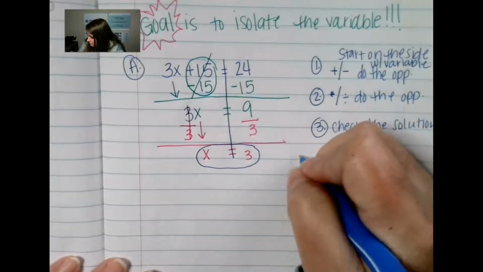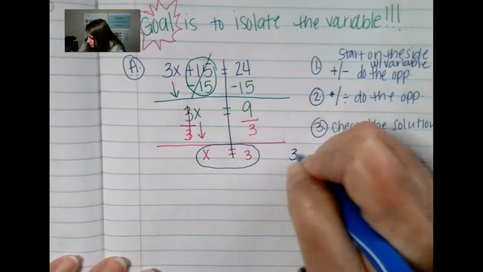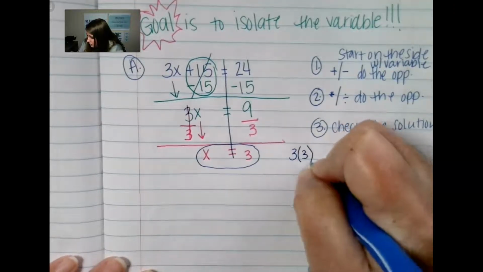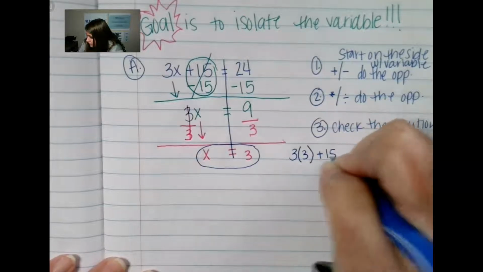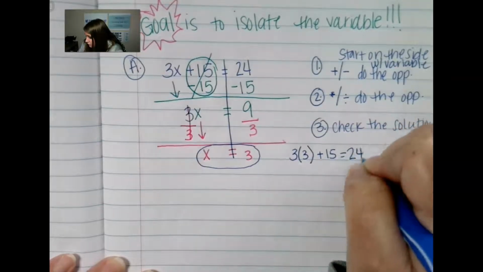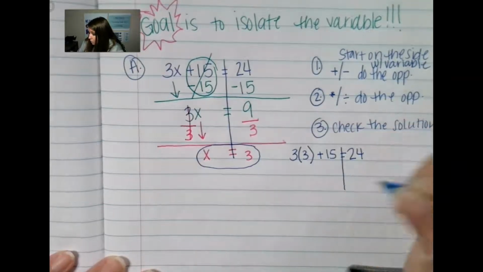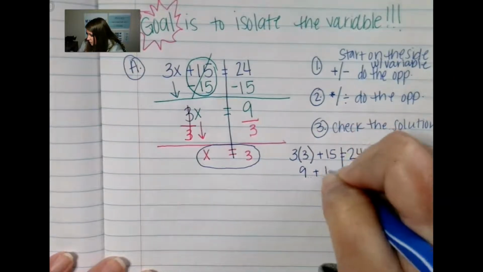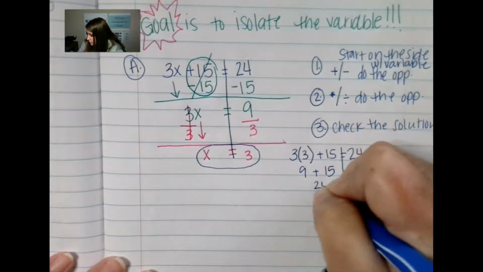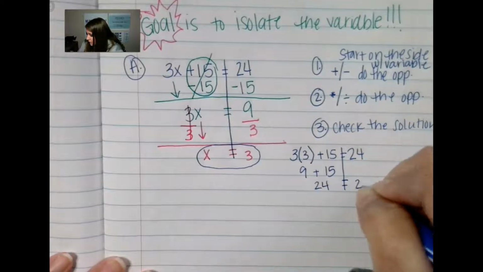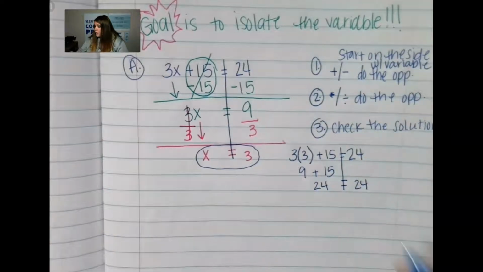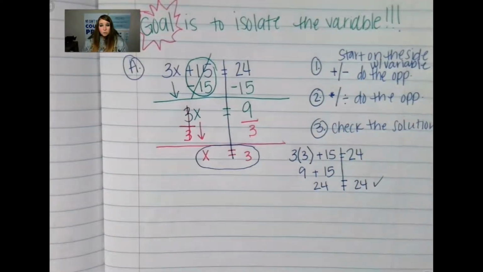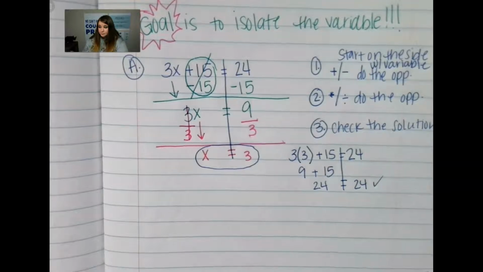So now my problem is 3 times 3 plus 15 equals 24. Again, order of operations says multiplication and division first. 9 plus 15 is 24, and 24 is equal to 24. So it checks out. My solution was correct.